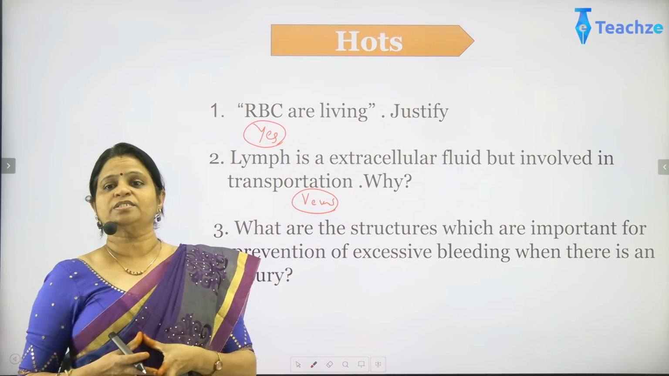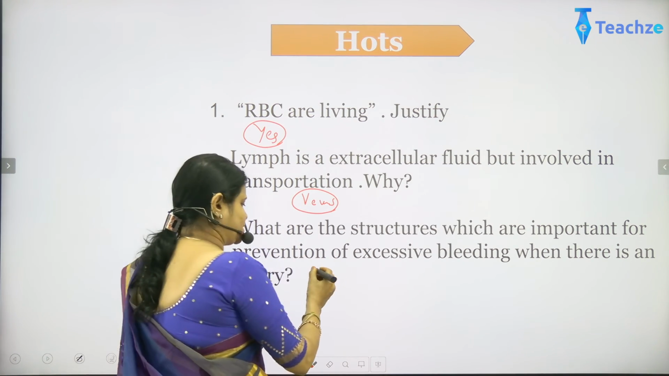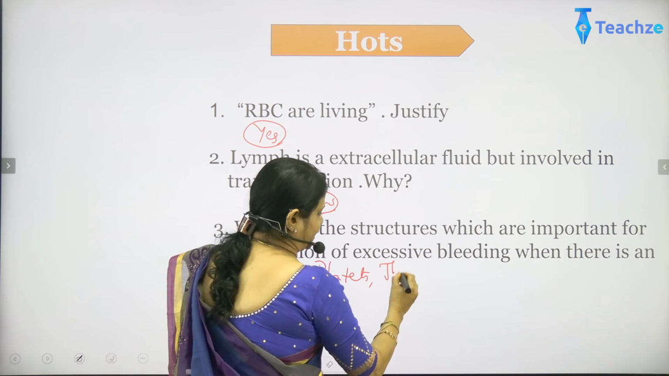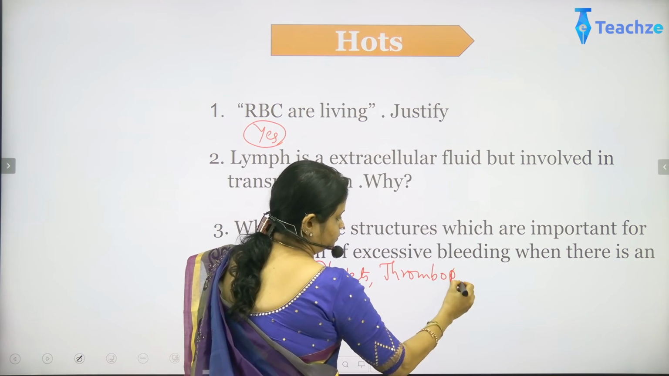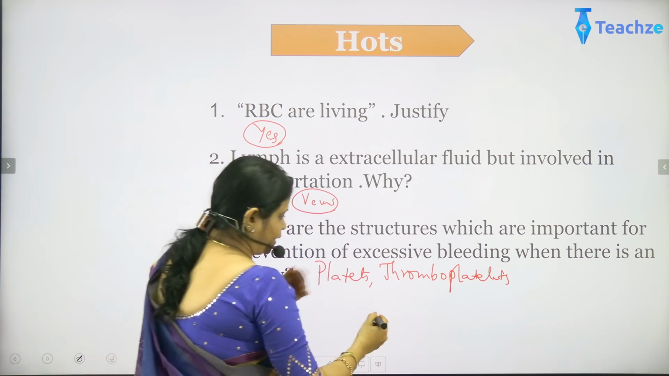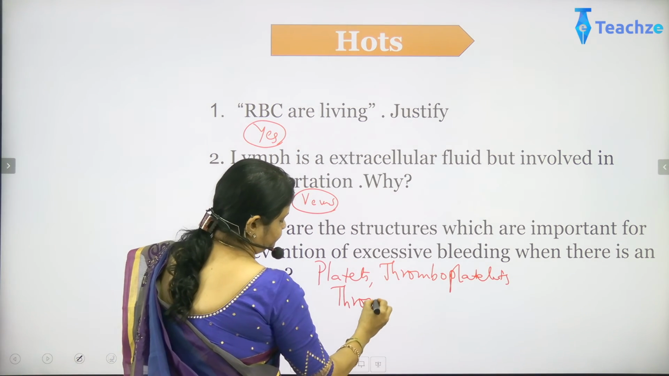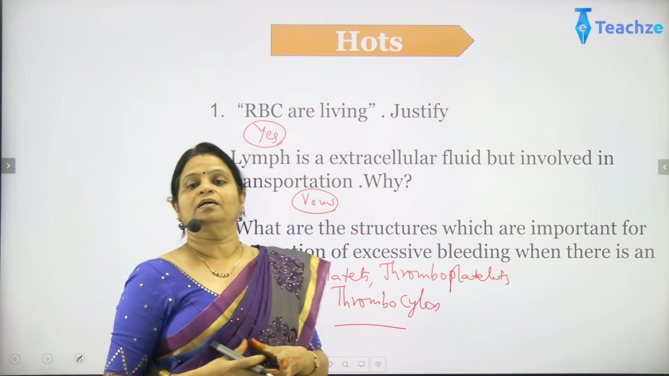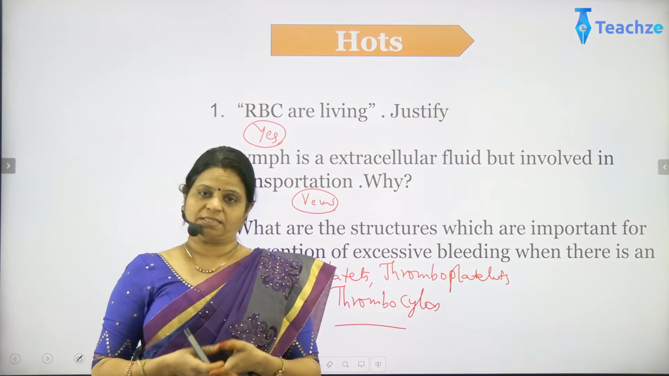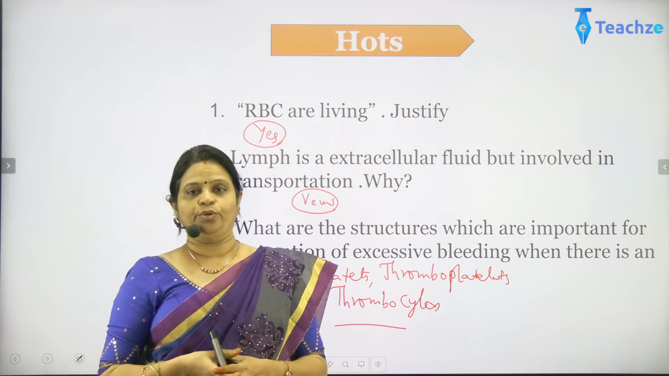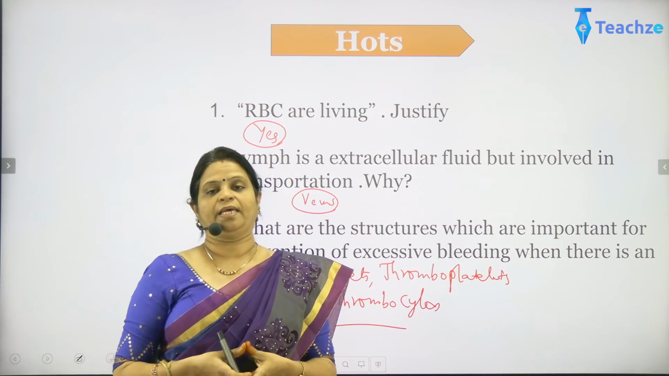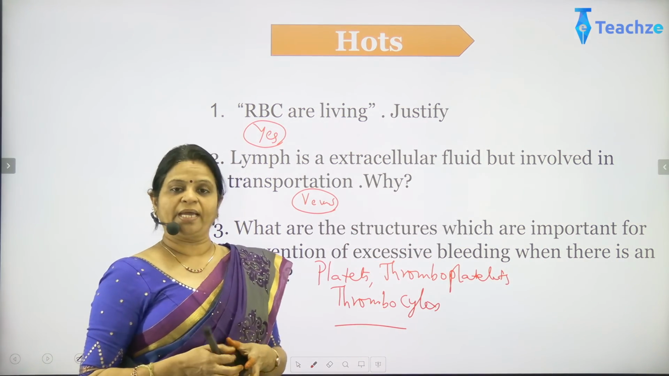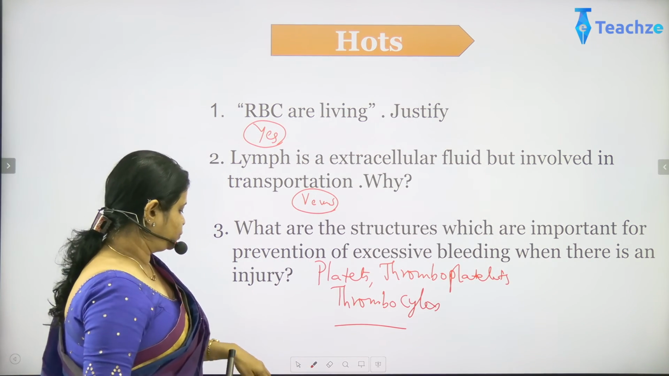Now the structures or the cells which are very, very important for this are the platelets, otherwise called thromboplatelets, or you can also give the term thrombocytes. Now these help in clotting so that excessive bleeding doesn't take place, unless, as I already told you, there is a deficiency of vitamin K or any other factors necessary for clotting. So more about this we will be looking at in the next session. We will take up clotting in detail.